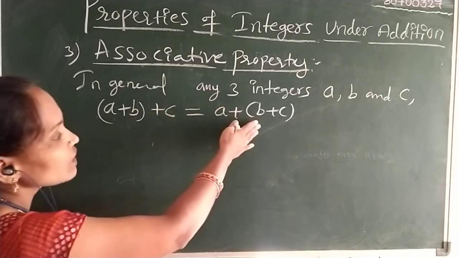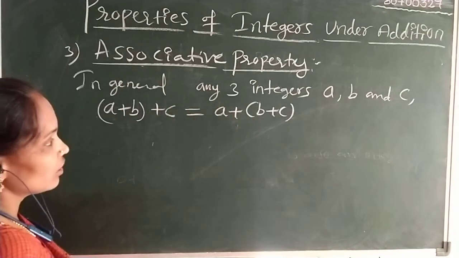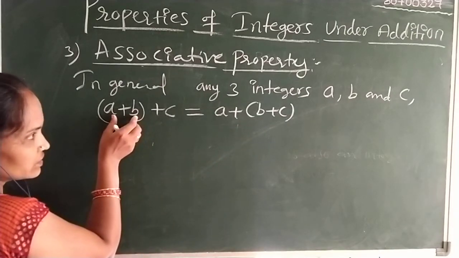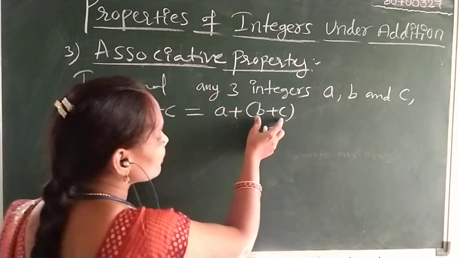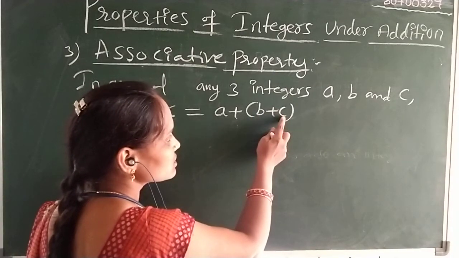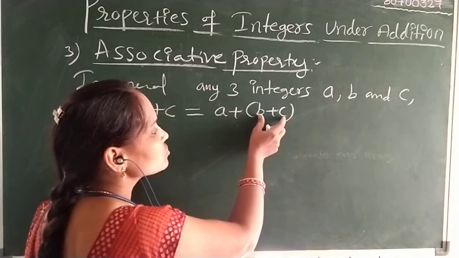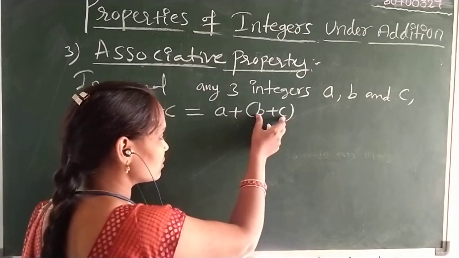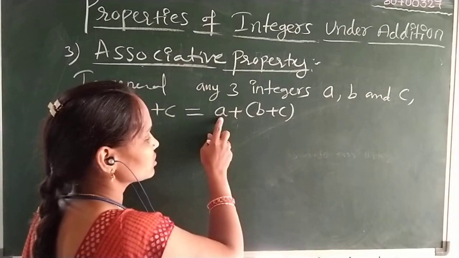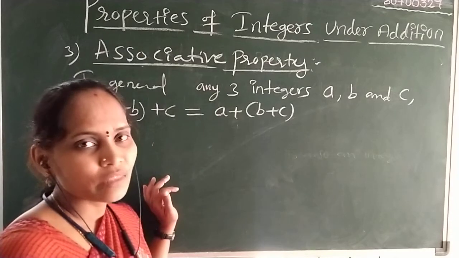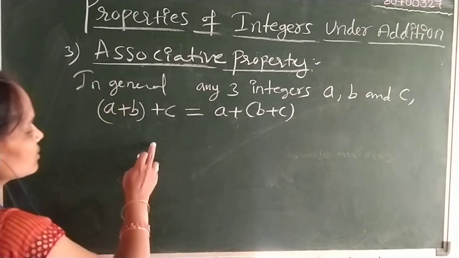Now here we are changing the order of adding. Here we took the first two integers first. Here we have taken the last two integers: this is the second integer, this is the third integer. First you should add the last two integers, then to that answer you should add the first integer. Even so, you will get the same answer.